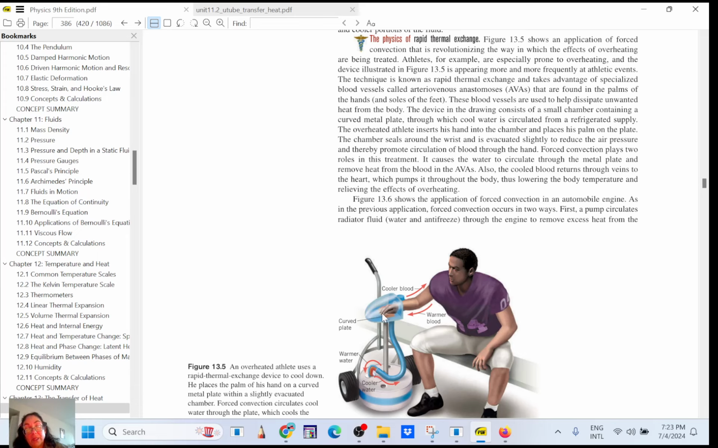So it will increase the circulation. Here, the blood will cool down. Okay, so warm to cool. And the cooler blood goes back to the heart, and the heart will distribute the cooler blood everywhere, so it can lower the temperature of the athlete. So if you want, you can read through.